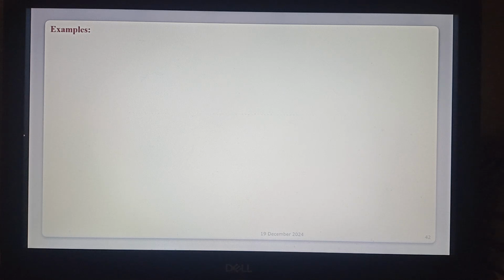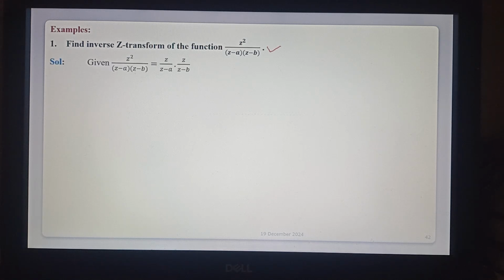See the first example here. Find the inverse Z transform of the function z square by (z minus a) into (z minus b). We can write it as a product of two functions: z by (z minus a) into z by (z minus b). Assume this is the first function F of z, and this is the second function G of z.